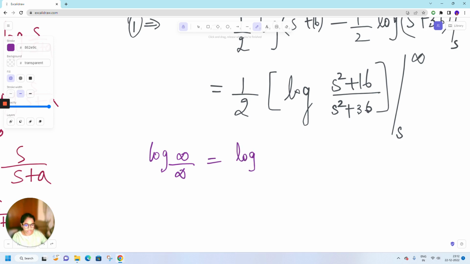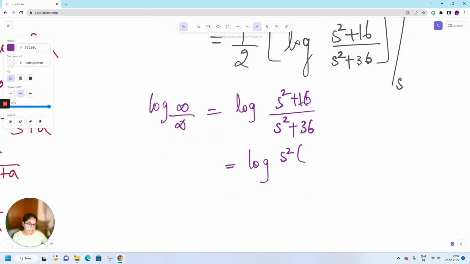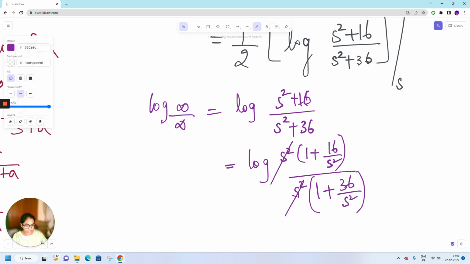Let me take the question, that is s square plus 16 divided by s square plus 36. What will I do in the numerator? I'll multiply and divide it with s square. Okay, what will I have then? I'll divide s square with each term. I'll get 1 plus 16 divided by s square, divided by the same thing, multiply and divide with s square, I'll get 36 divided by s square. S square and s square get cancelled.